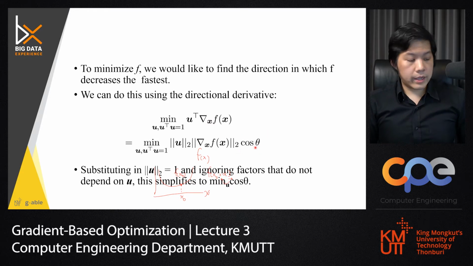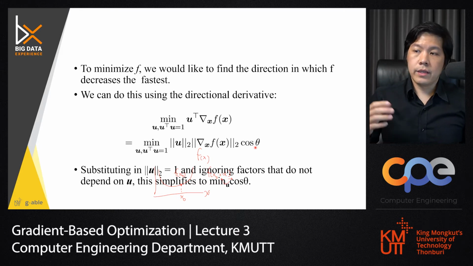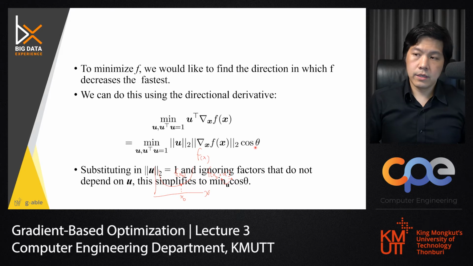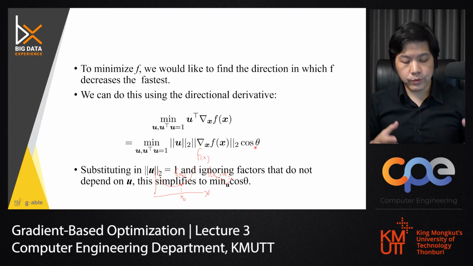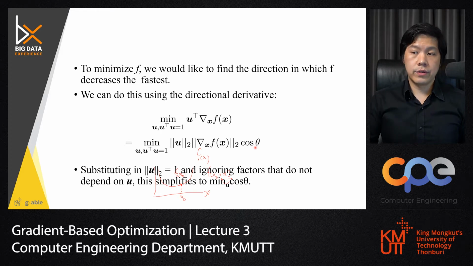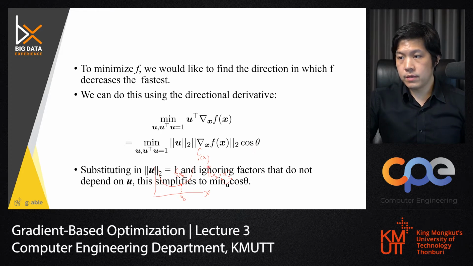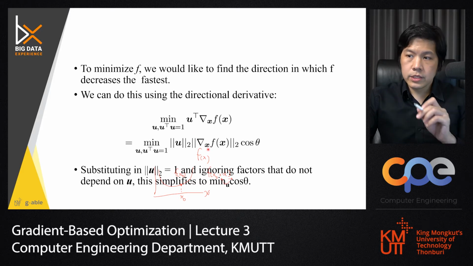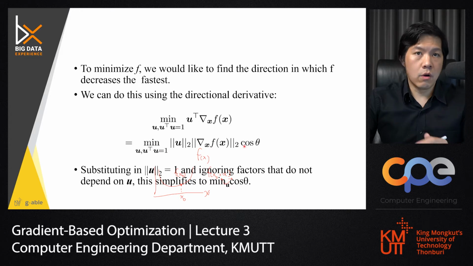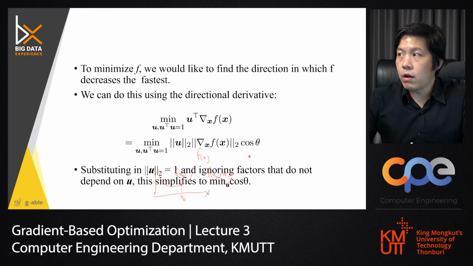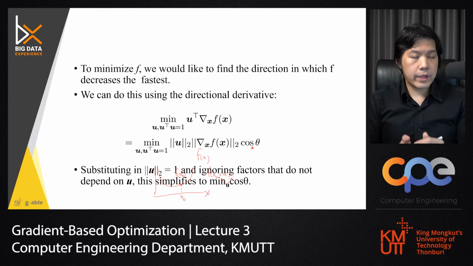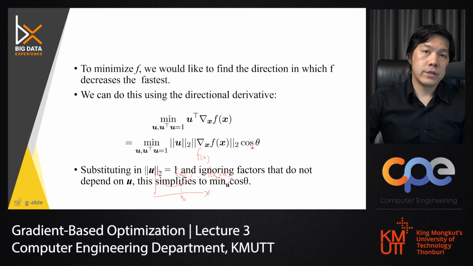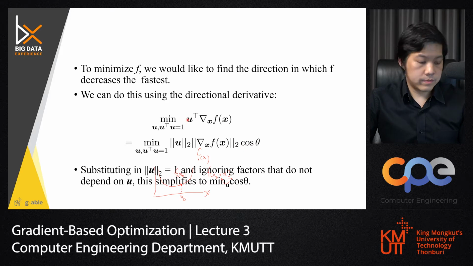The reason that I'm trying to do this here is to show you that in order for this minimization to give you the best result, to give you the lowest value, suppose that we know that the size of u is 1, and the size of this vector here is some constant value. So in order to make this equation lowest, we need to minimize cos theta. Cos theta is the direction between the gradient of f(x) and u here.